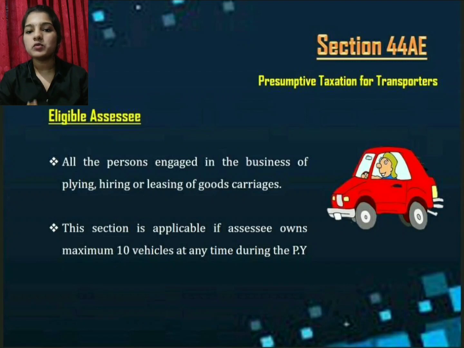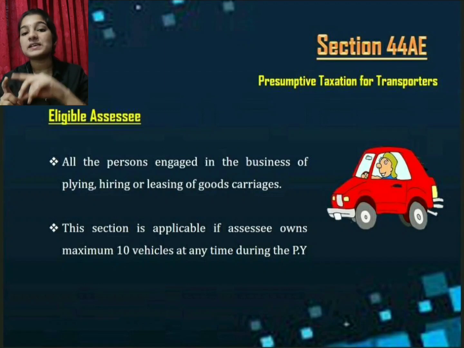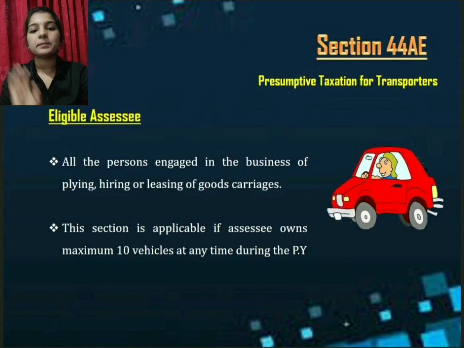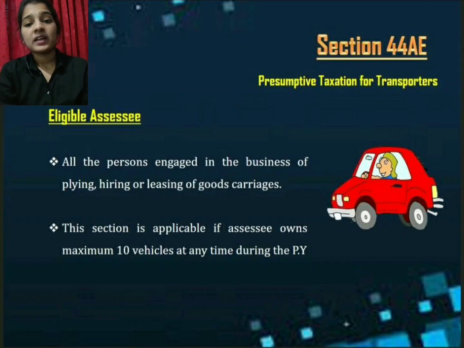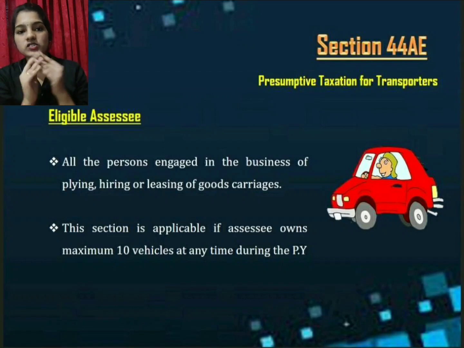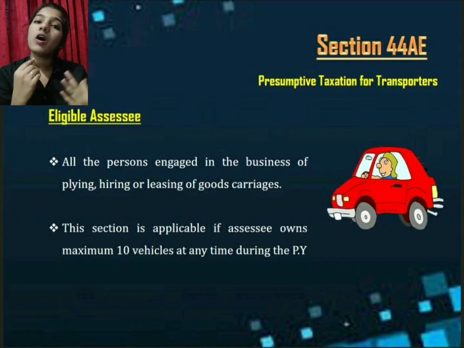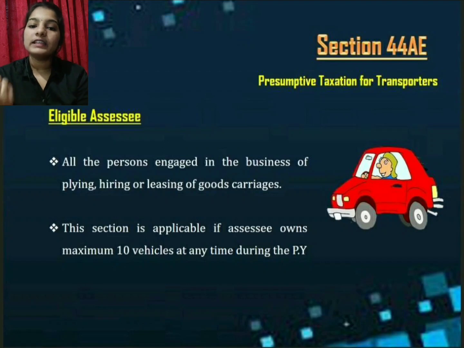Now, let's quickly move on to section 44AE, the presumptive taxation for transporters. As I already said, this section 44AE is specifically excluded from section 44AD because it is a separate scheme available for transporters. Okay, so who is the eligible assessee here? All the persons who are engaged in the business of plying, hiring or leasing of goods carriages are eligible for availing the benefit of section 44AE.